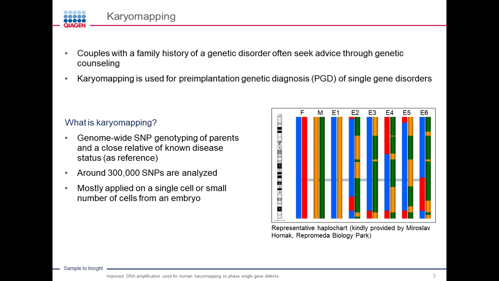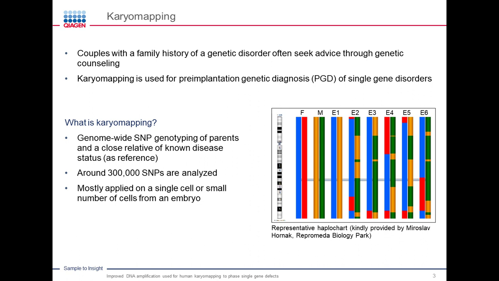So in today's webinar, we're going to focus on the process of amplifying limited amounts of genomic DNA from eukaryotic cells in order to do karyomapping. Karyomapping is often done when we have couples with a family history of a genetic disorder and they want to know whether or not they're going to have a child that could have a genetic disorder that either they are carriers for or that they have in their family. Karyomapping is often used for preimplantation genetic diagnosis, or PGD, of single gene disorders.